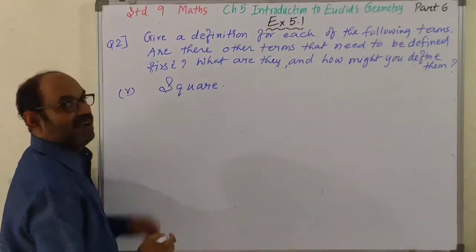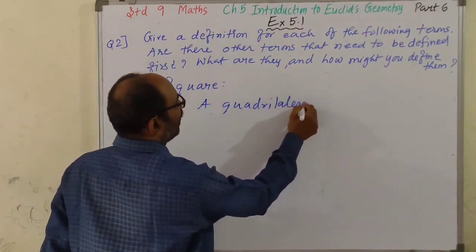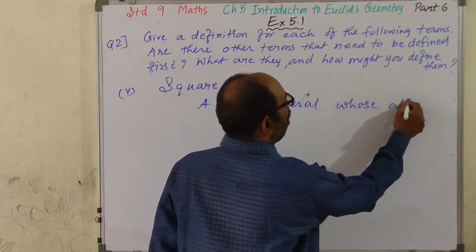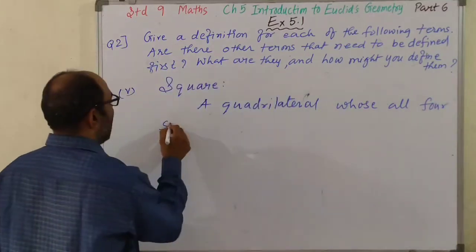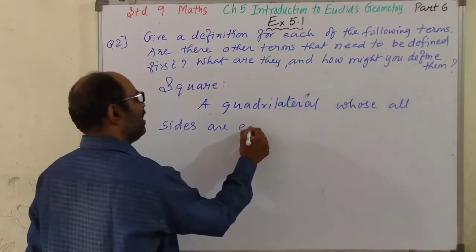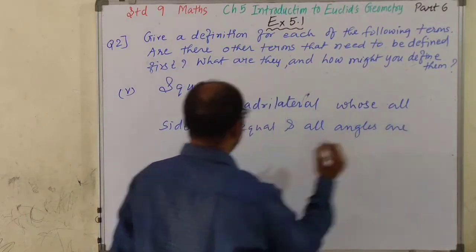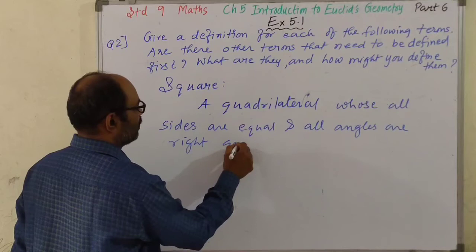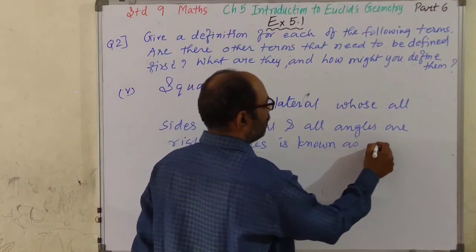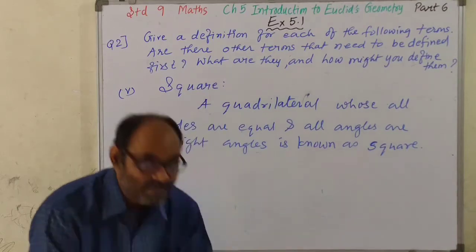Chaliye. Square. What is a square? A quadrilateral whose all sides are equal, no need to say four, and all angles are right angles is known as a square. So you have defined square.